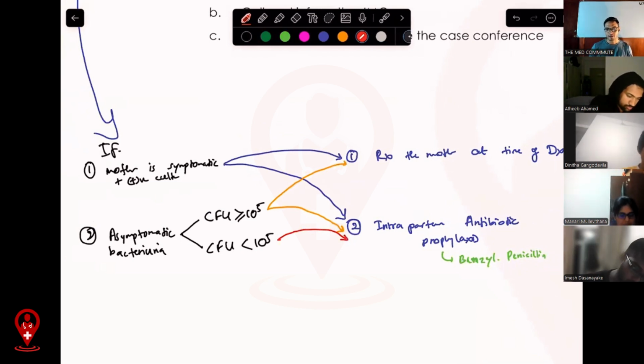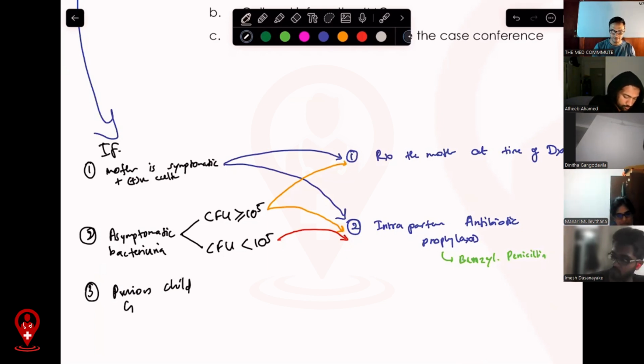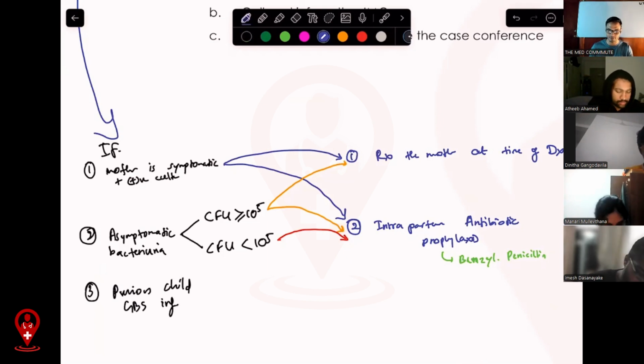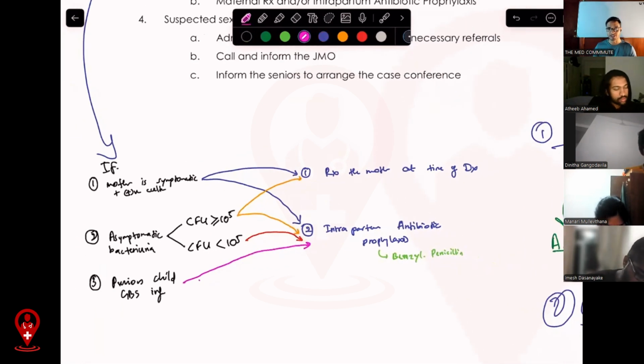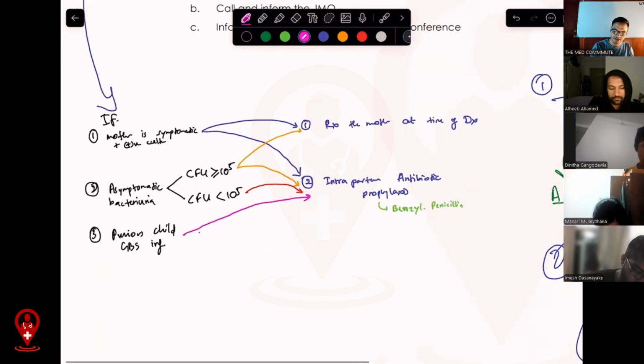Right? Okay. Understood? Then guys, the third scenario, if this is the second child, that means what? Previous child was infected with GBS soon after birth, or sepsis soon after birth due to GBS. If that is the case, what should we do? Even if the mother is not positive in this pregnancy, even if the mother is not having a UTI in this pregnancy, we still do this intrapartum antibiotic prophylaxis during labor for this pregnancy. Understood?